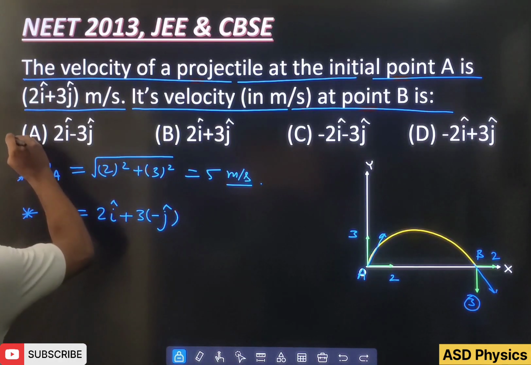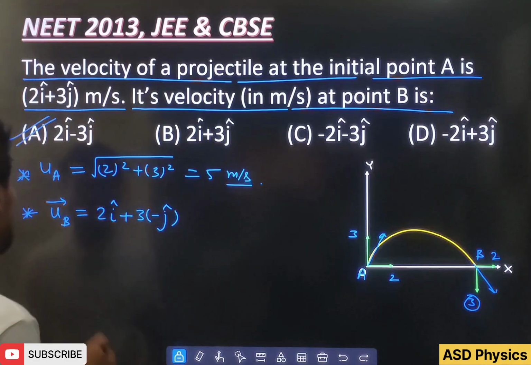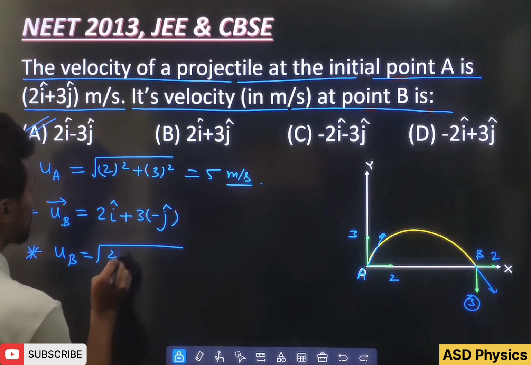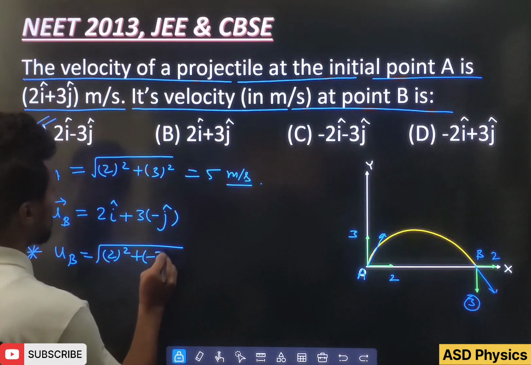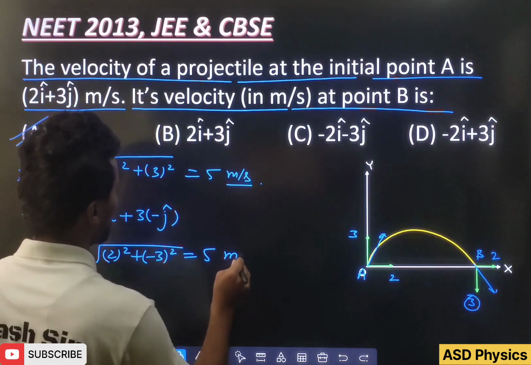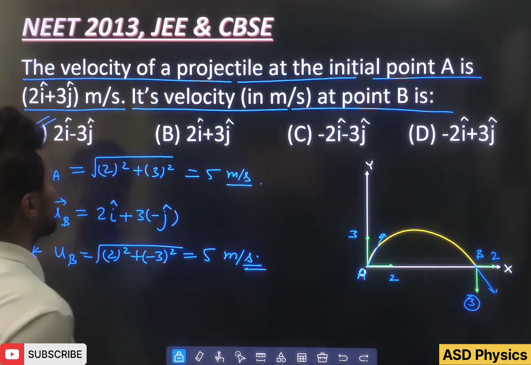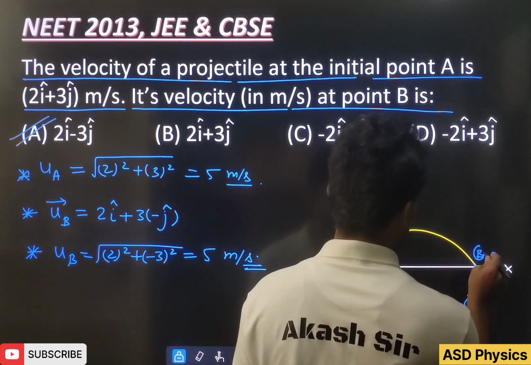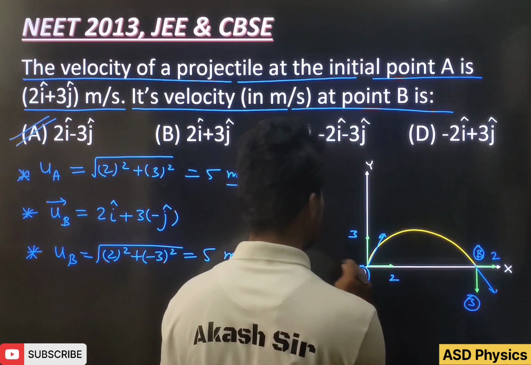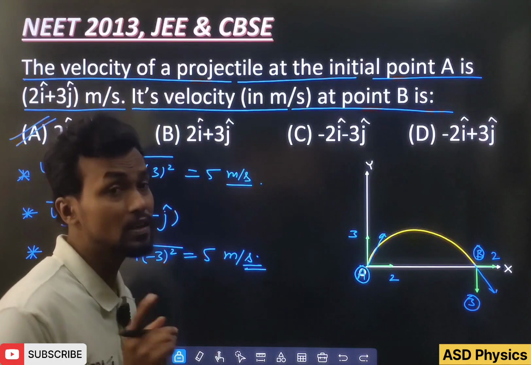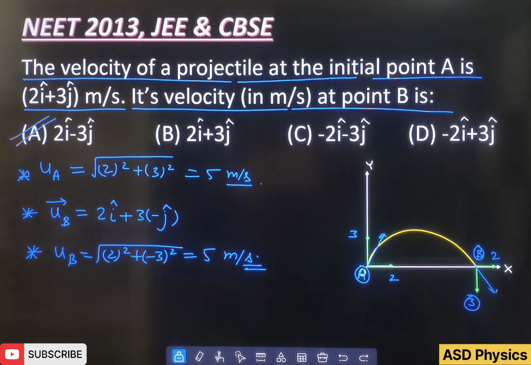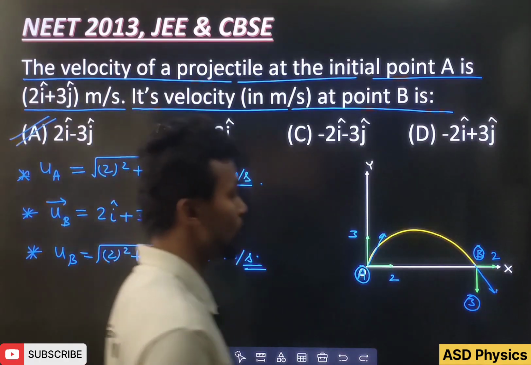So which option will be correct here? 2i cap minus 3j cap. Even if I talk about the magnitude, u_B is equal to, you can see very well, square root of 2 square plus minus 3 square, and what will come? 5 meter per second. So you can see very well at point A and at point B, the speed is the same because there is no air resistance, but the velocity is different. Why? Because the direction is different here. Okay, can you see very well? The answer is option A.